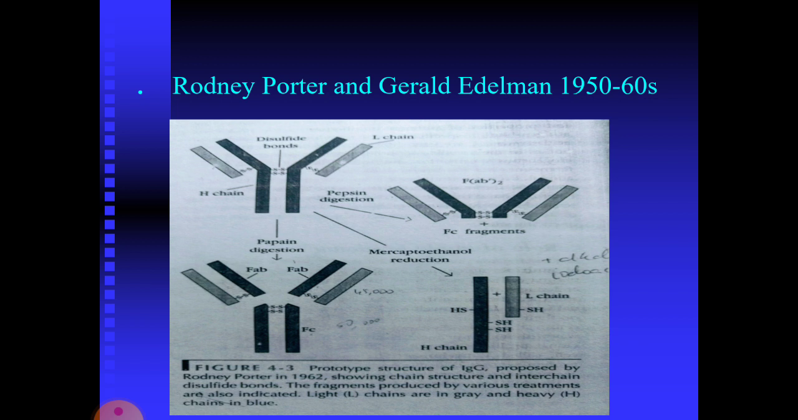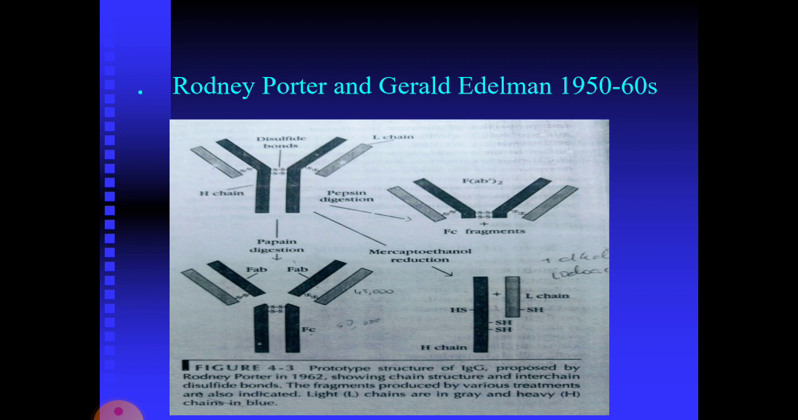also known as fragment antigen binding, because they have antigen binding activity, and one fragment with a molecular weight of 50,000 called Fc fragment, or fragment crystallizable, because it is found to crystallize during cold storage.